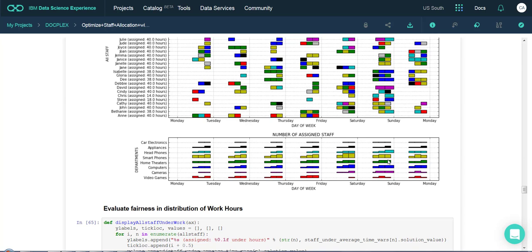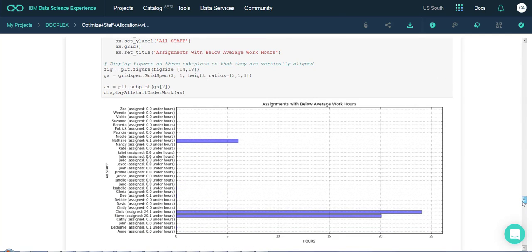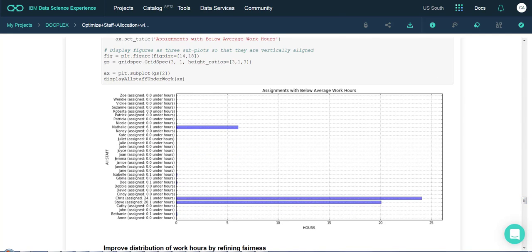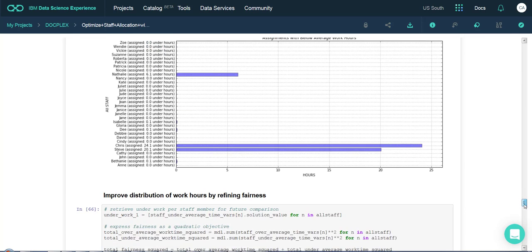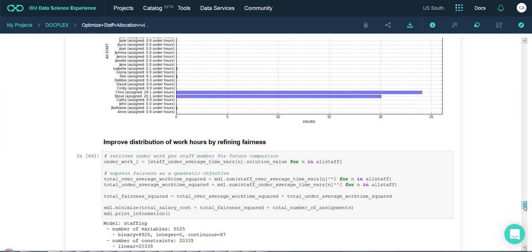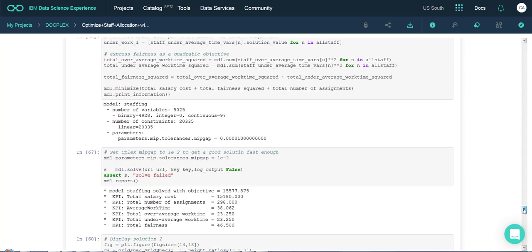However, when I take a closer look at the distribution of hours, I can see a few outliers here. Two staff members got assigned way below the average work hours, and this is not a desirable situation for the business. So I will refine the business objective. I'm going to define fairness in this iteration as a quadratic expression instead of a linear expression. Unlike linear objectives, where the individual outliers are not caught when the mean error is small, with a quadratic objective, you can always confine these outliers.